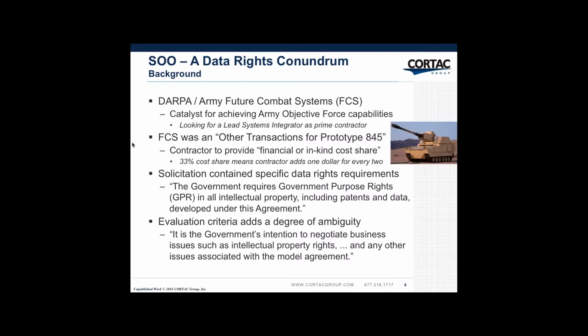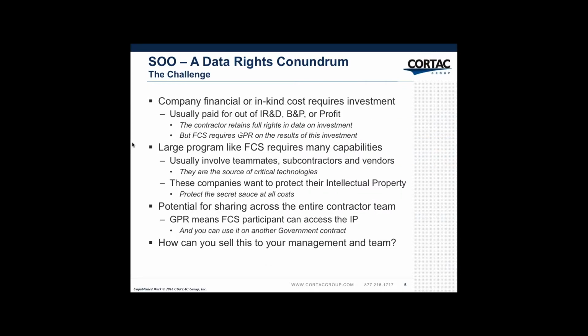But later on, when we looked in the back of the RFP, we found that the evaluation criteria added a degree of ambiguity to this. They said that they were going to negotiate business issues such as intellectual property rights and any other issues with the model agreement. So you have this conundrum now.